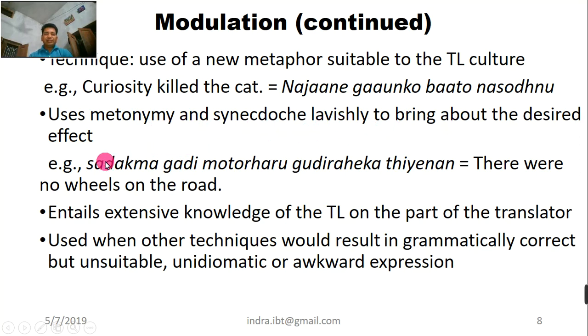It uses metonymy and synecdoche lavishly to bring about the desired effect. For example, "सडकमा गाडी मोटरहरू गुडिरहेका थिएनन्" can be translated into English as "there were no wheels on the road." It also entails extensive knowledge of the target language on the part of the translator, and it is used when other techniques would result in grammatically correct but unsuitable, unidiomatic, or awkward expression.